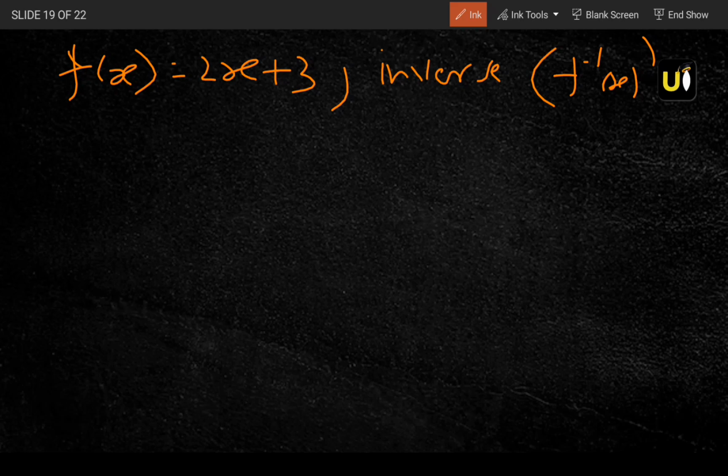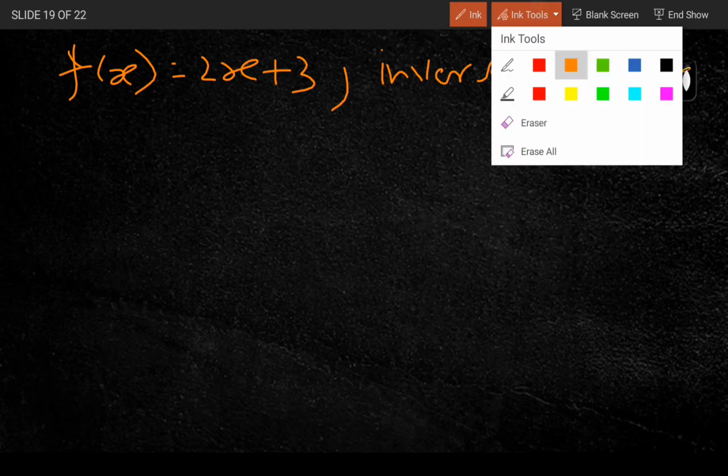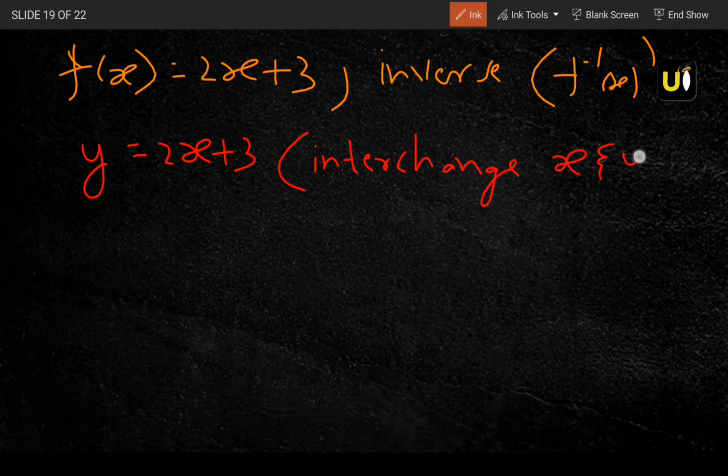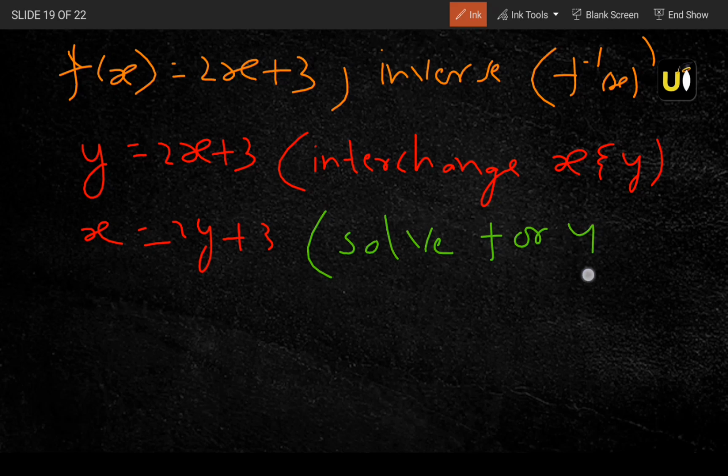We are asked to find this. So how do we solve this kind of question? First, we are given y is equal to 2x plus 3. Now interchange x and y. That will give you x is equal to 2y plus 3. Now solve for y.